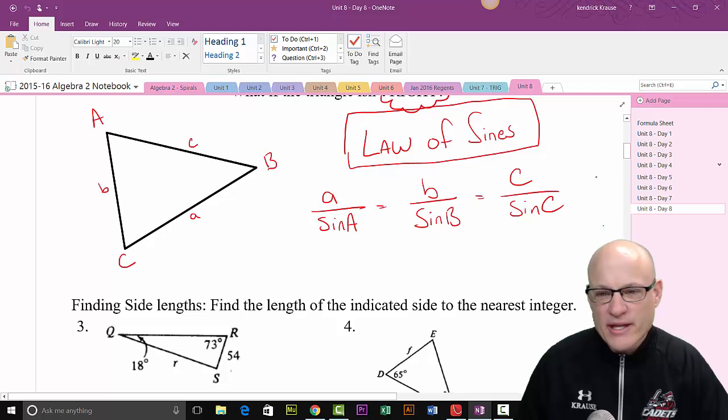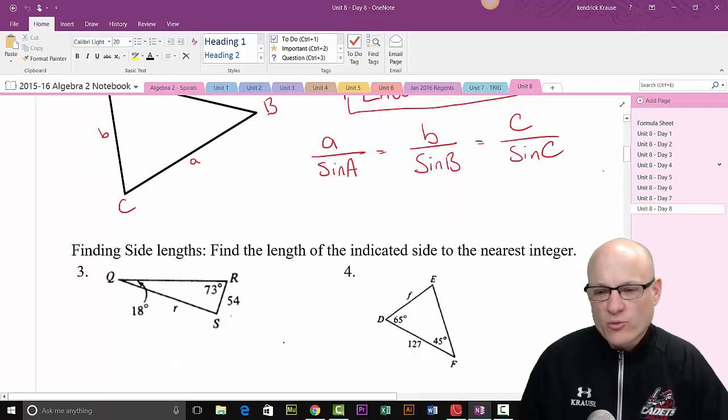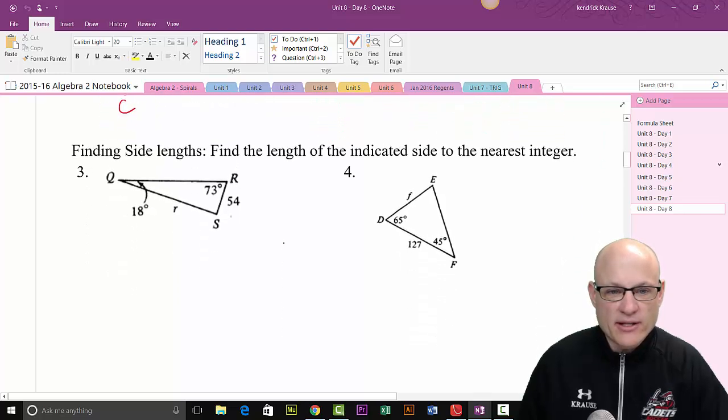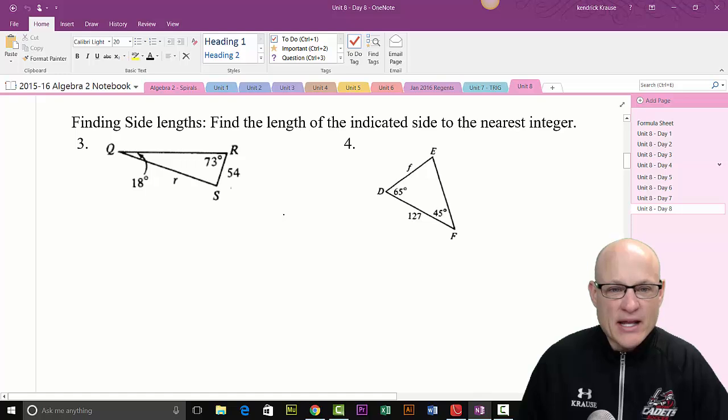It doesn't matter if you put the angles on top and the sides on the bottom. It really makes no difference. It's just a proportion, two ratios equal each other. It doesn't matter how you set that up. So we're going to find the side length. Find the length of the indicated side to the nearest integer. So we'll round to the nearest integer.